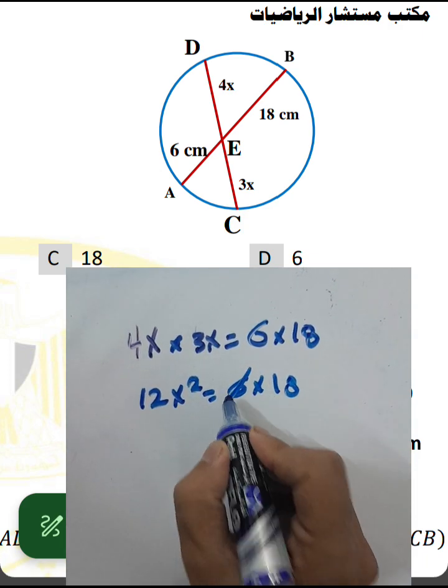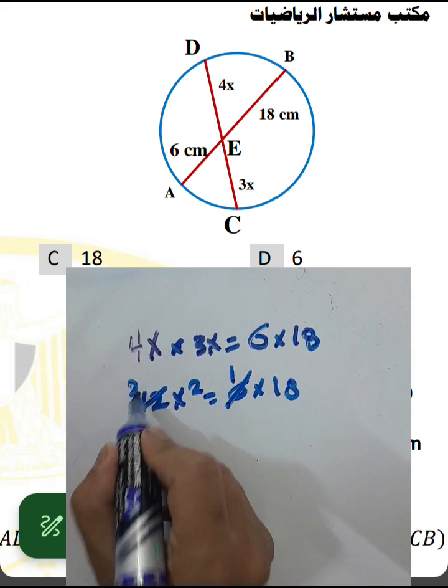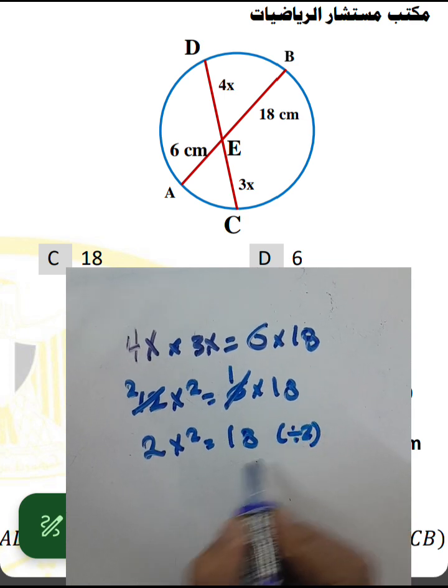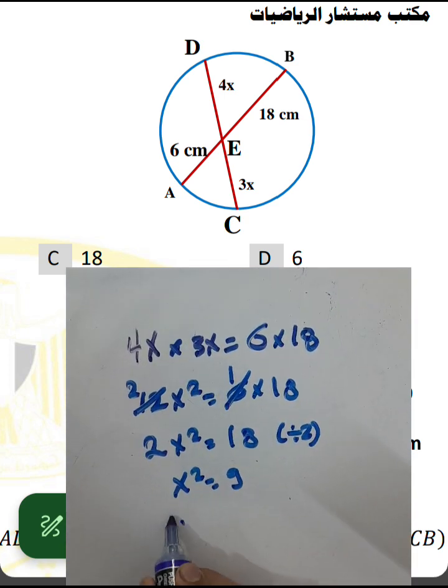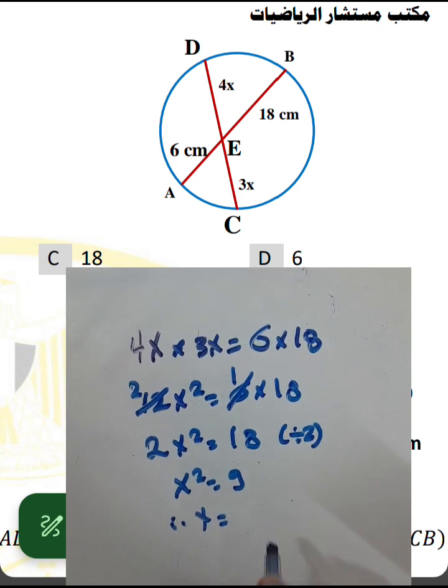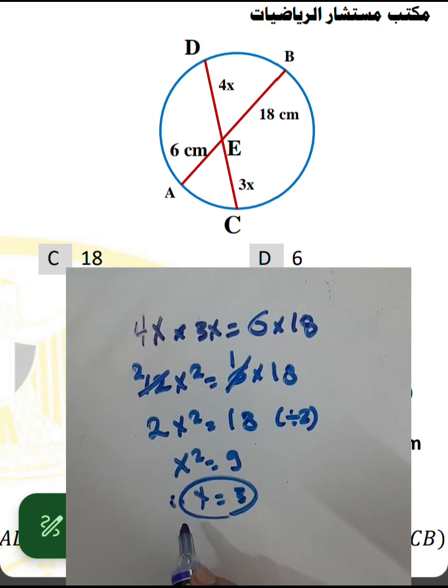You can divide it. 6 divided by 6 equals 1, 12 divided by 6 equals 2. Then 2x squared equals 18, and then you can divide it by 2. Then x squared will be 9. Then x will be positive or negative 9. Square root of 9 will be positive only. The value of x here equals 3.